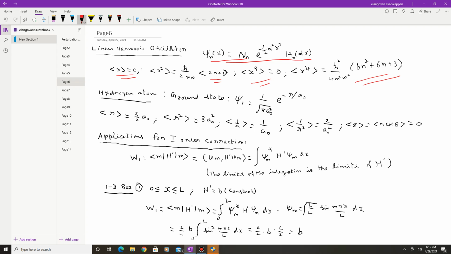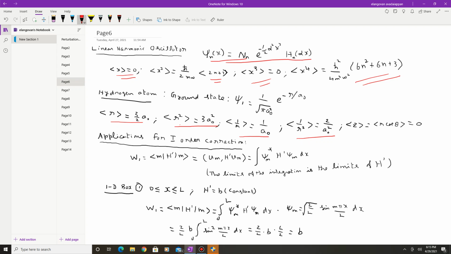Now if we take the ground state of the hydrogen atom, psi 1 is equal to 1 by square root of pi a naught cube e power minus r by a naught. Here a naught is the Bohr radius. If you calculate the expectation value of r, this is found to be 3 by 2 a naught. Expectation value of r square is 3 a naught square. The expectation value of 1 by r is equal to 1 by a naught, and the expectation value of 1 by r square is equal to 2 by a naught square.